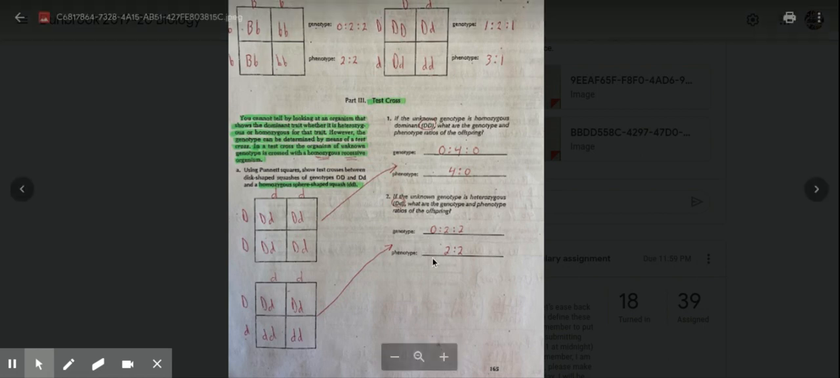ratios when we test cross the organism with a homozygous recessive. Again, the commonality here in a test cross, always crossing with a homozygous recessive, here and here. If in fact the parent that was unknown is big D little d, heterozygous, still dominant phenotype, we would expect to get these ratios, 0 to 2 to 2 and 2 to 2. So as you can see, the ratios kind of tell the tale of what the parents must have been when we don't know that information. So keep that in mind.